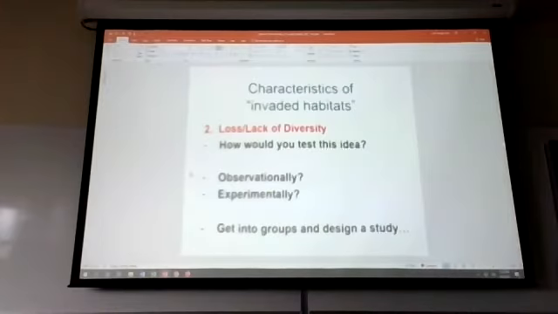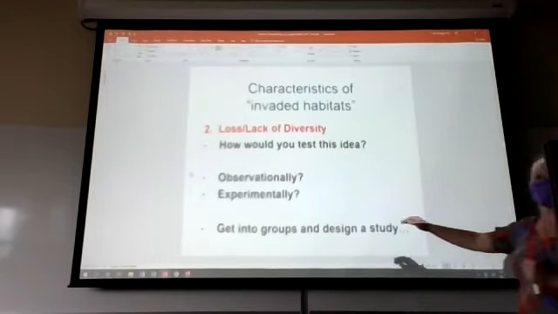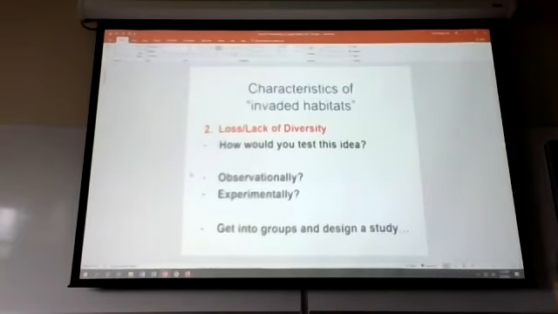But correlation, right, is not causation. So can we show that biodiversity is causing a lack of invasion? Just like doing an experiment. Did anybody come up with a manipulative experiment? Is there any other line of conduct?